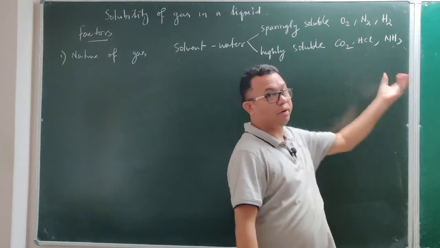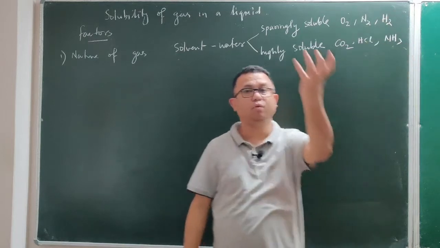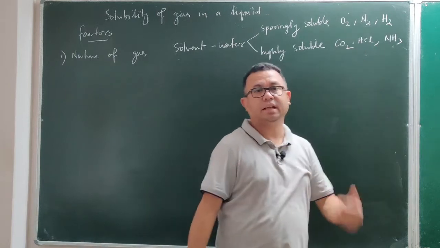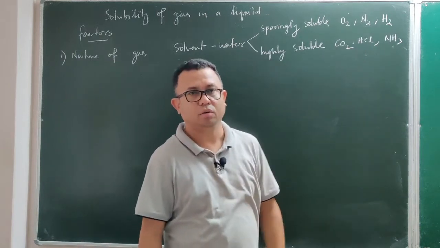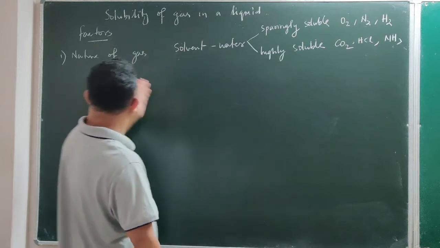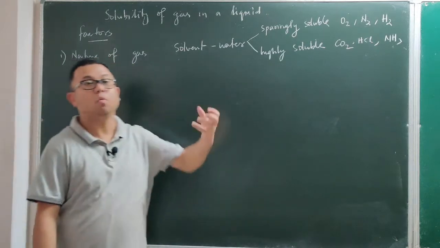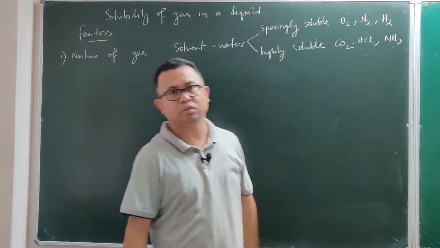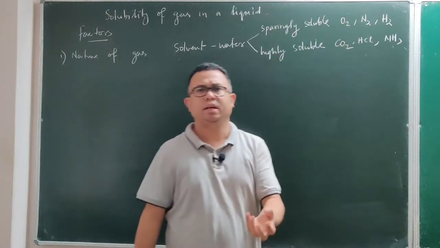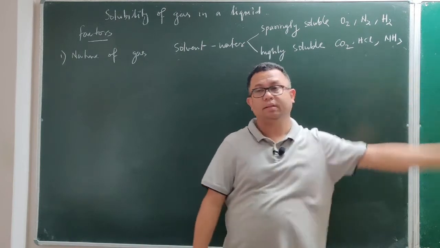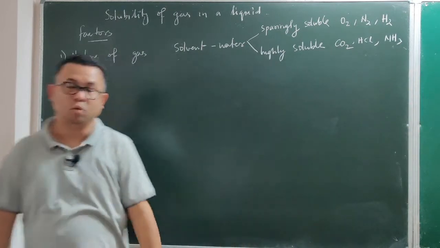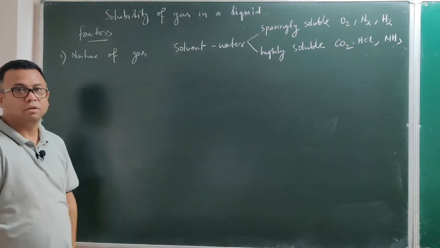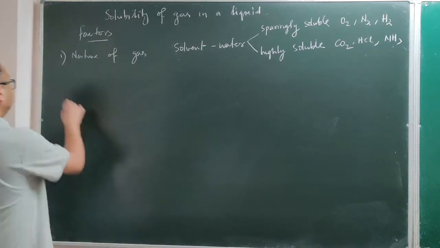Here a red fountain was formed in HCl, and in ammonia a blue fountain was formed. So that actually tells us that these gases are very highly soluble in water. That is why the first factor that we are discussing is the nature of the gas. Gases like oxygen, nitrogen and hydrogen are only slightly soluble in water, but carbon dioxide, ammonia and HCl are highly soluble in water. So that is the first factor on which the solubility of the gas depends.